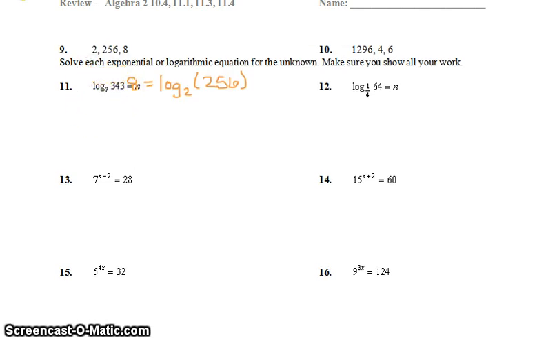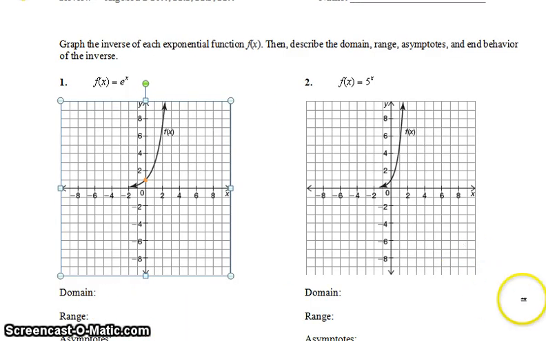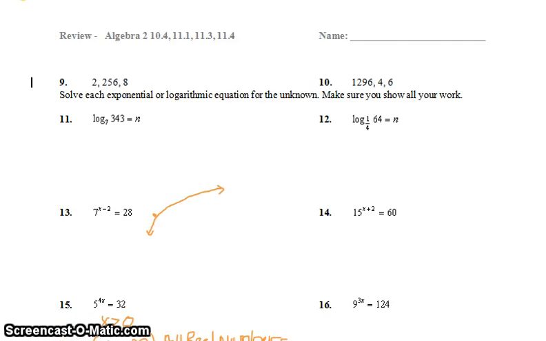I can use the change of base formula. I'm not quite sure what I just did there, so give me a second to go back. Okay. So we're going to use the change of base formula for question number 11.